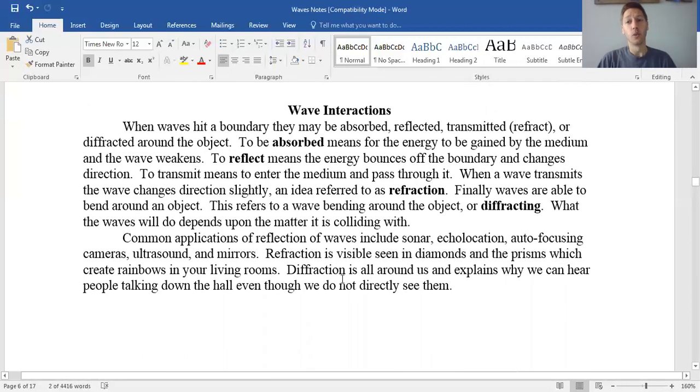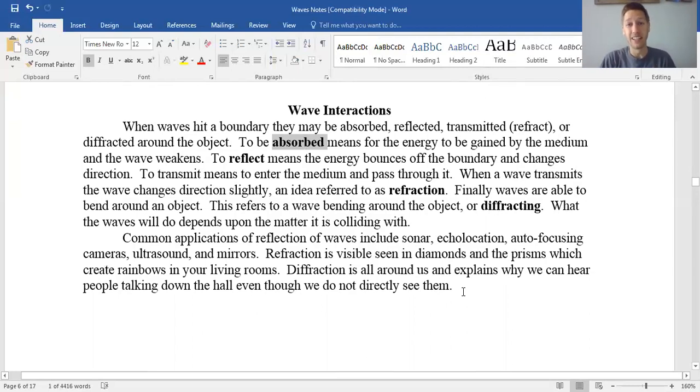All right, so when waves run into matter, they have a couple different options. They have pretty much 4 things they can do when they run into something. So they can be absorbed, reflected, refracted, or diffracted. So to be absorbed means that the energy that hits the medium just gets absorbed.